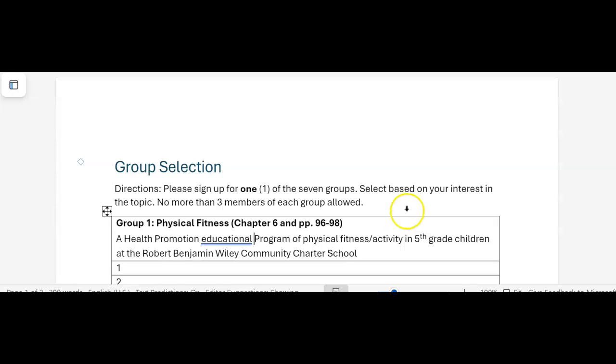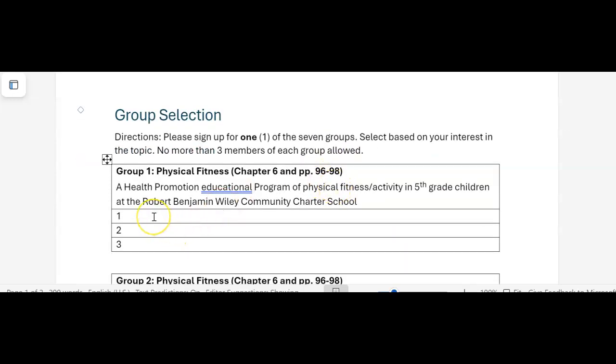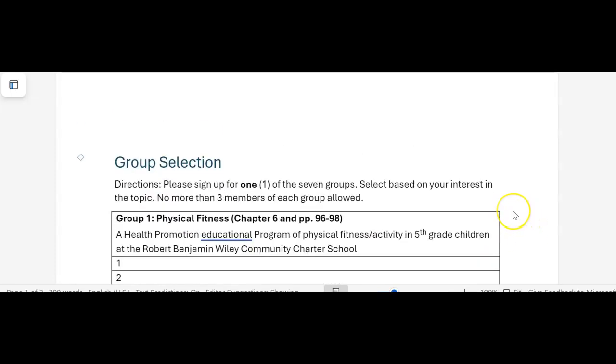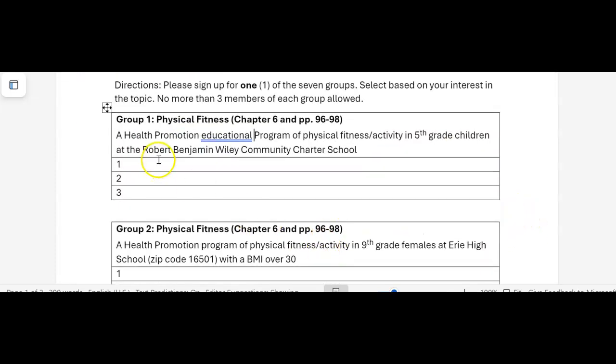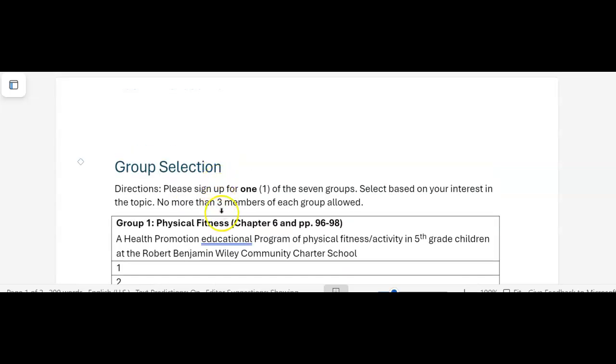However, I don't want more than 3 members in the group. There are instructions for how to do it, but you're going to sign up by signing your name into this document. The first one is on physical fitness. So this is a health promotion educational program of physical fitness. It's an activity that you're going to be promoting in 5th grade children at the Robert Benjamin Wiley Community Charter School.